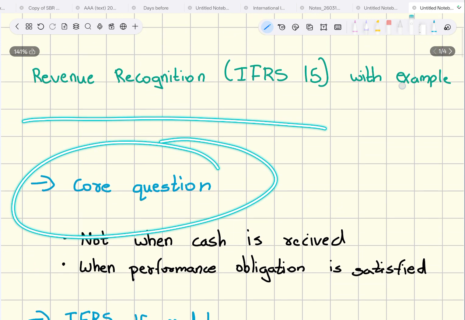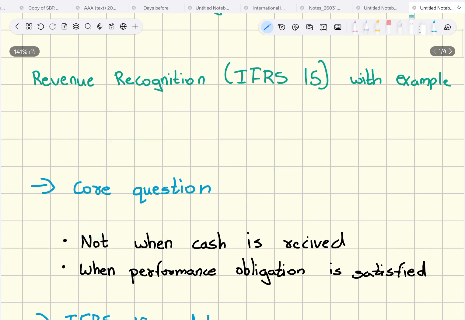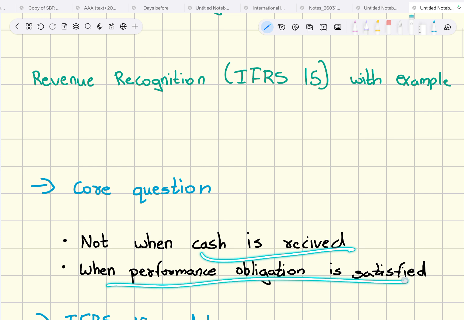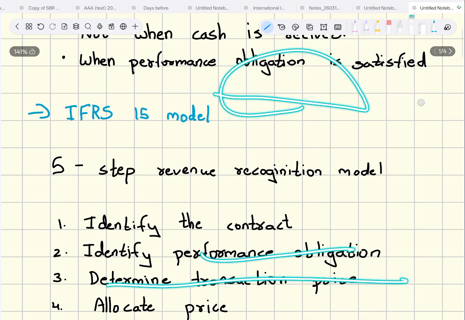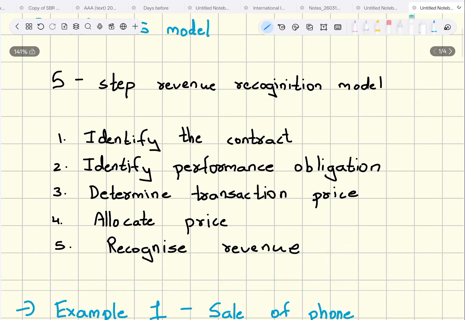So let's start with the core question in revenue recognition. Revenue is not recognized when cash is received. Instead, it is recognized when the performance obligation is satisfied. This is the fundamental principle under IFRS 15. To apply this, IFRS 15 has a 5-step revenue recognition model.